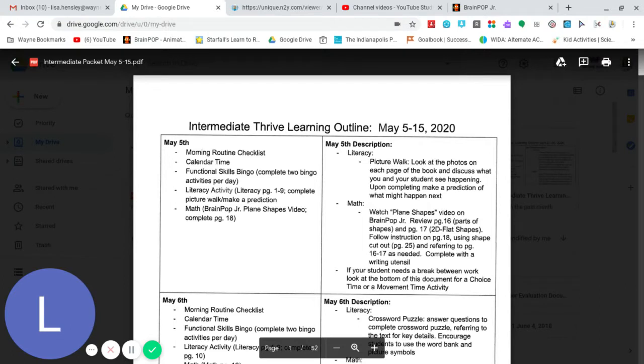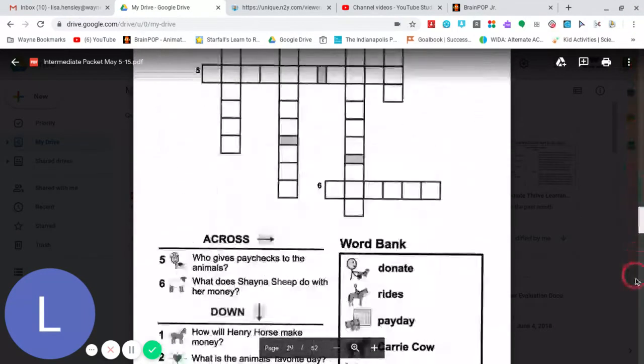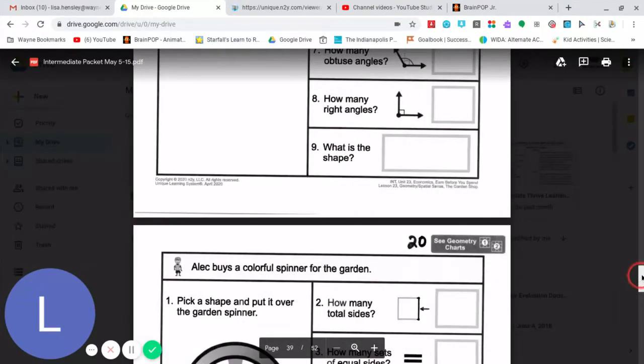Then you're going to complete page 18 and you're going to use, if you would like, the shape cutout that matches up to that shape on page 25. And you can keep using pages 16 and 17 to help you. Okay, so that's a lot of steps. I realize that, and we'll go through it little bit by little bit. So let me just show you what you're going to need. I'm going to zip down through everything and try to find it pretty quickly for you.